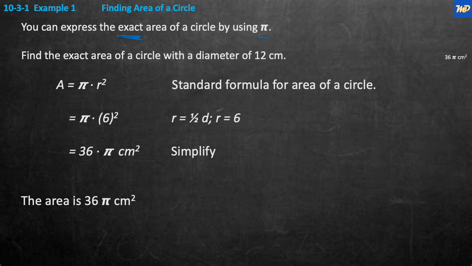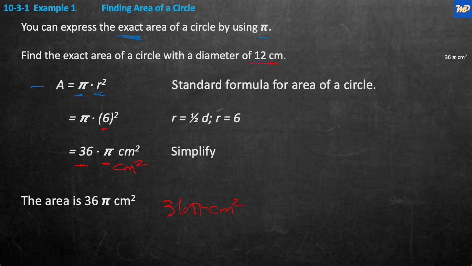So you can't multiply by 3.14 or 22 sevenths, you just leave pi as pi. In our case, the area is pi r squared, the standard formula for the area of a circle. So if the diameter is 12 centimeters, then the radius is 6 centimeters. r equals half of d, so r is equal to 6. We get 6 squared, which is 36, times pi centimeters squared. So the answer here is 36 pi centimeters squared.